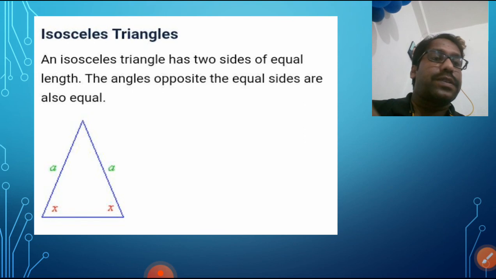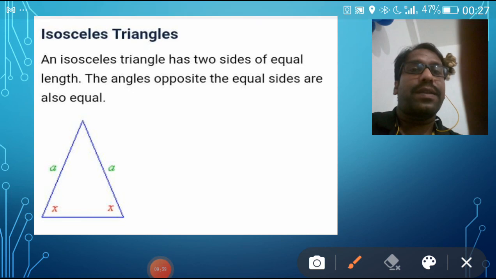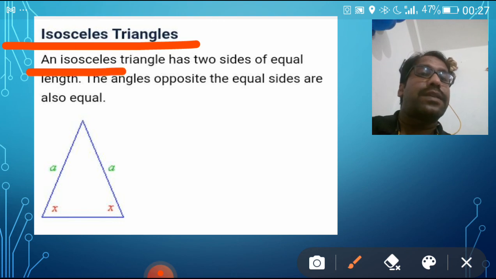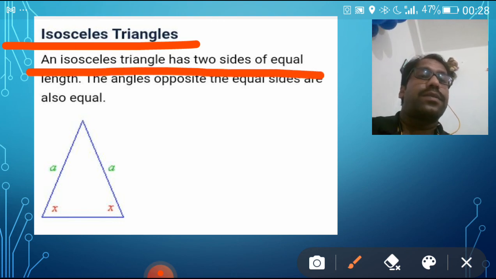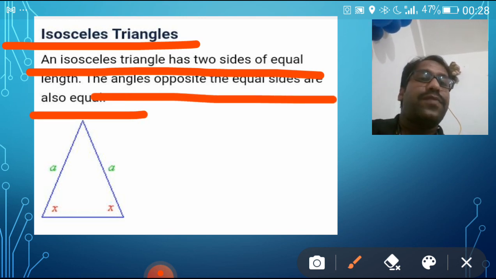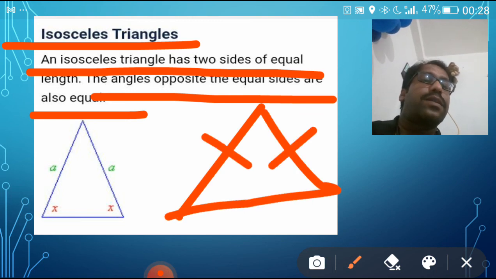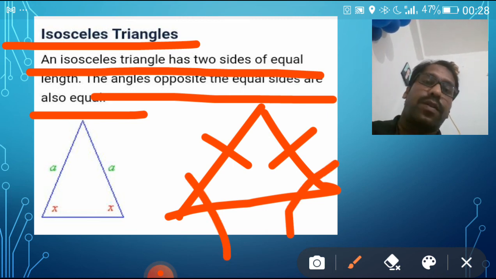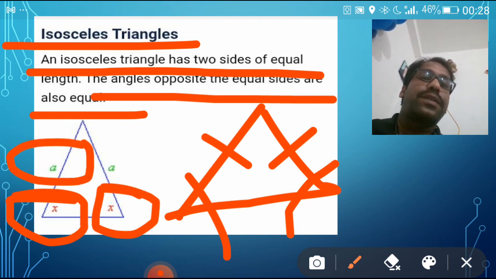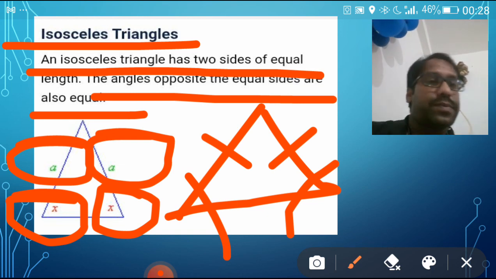Then we have the isosceles triangle. So what is an isosceles triangle? Iso means two, and in an isosceles triangle, two sides are equal, and the angles opposite the equal sides are also equal, obviously. So in this figure, this is the triangle. These two sides are equal, so obviously these two angles will also be equal. This is what is written here: x and x. These two angles are equal when the sides are A and A. So this is called an isosceles triangle.